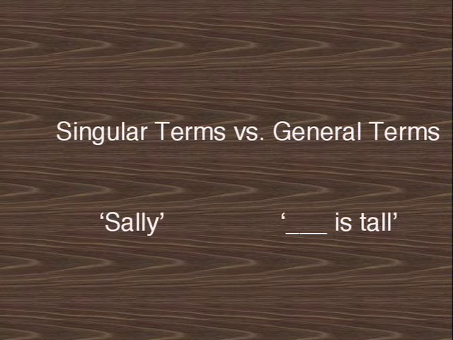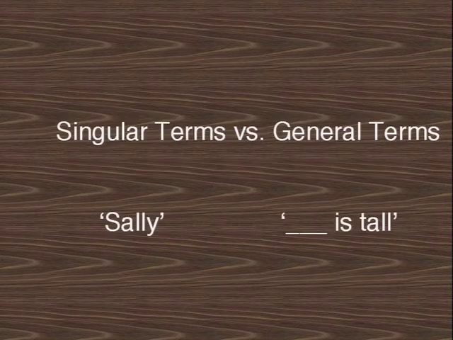Suppose I say Isaac smokes. Which is the general term and which is the singular term? Is Isaac the general term or the singular term? Very good. What about smokes? General. Very good. Raleigh fishes? Is fishes general or singular? General. Is Raleigh general or singular? Singular. Very good. Okay.